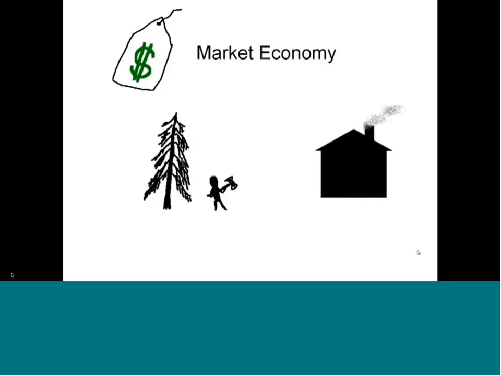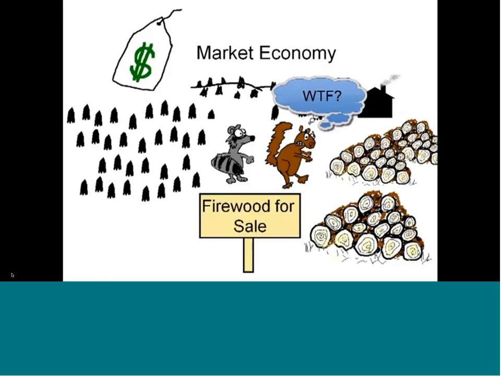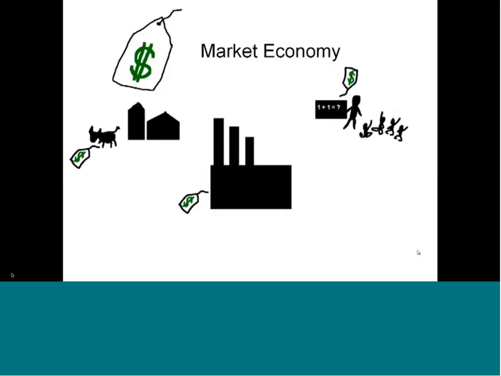In a market economy, it's all about private ownership. You have a tree in your backyard, you decide you want to go out and chop the tree down for firewood, you're more than welcome to do that. In fact, you're more than welcome to chop all the trees down on your property and do whatever you want with it. In the market economy, there's a price for everything.